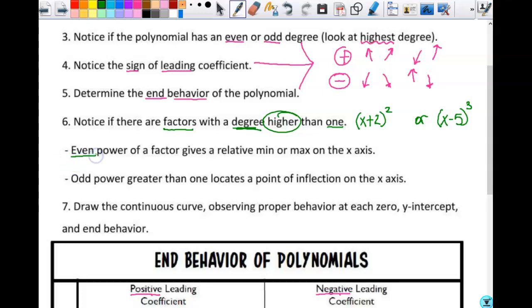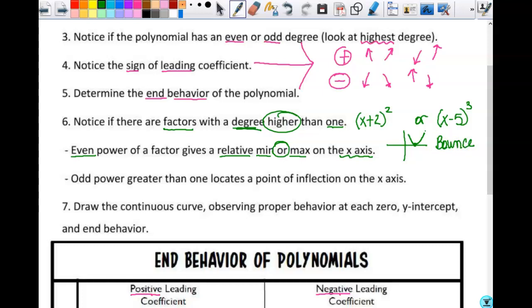If I have an even power of a factor, if it's higher than 1, an even power of a factor gives a relative min or max on the x-axis. So another way we look at that is this. That means whatever's going on with the graph is going to come down. I have a relative max or min on the x-axis like this, and then it keeps on going and doing whatever it's doing. That's just a little piece of the graph. So we say that it bounces. It can bounce from the top or it can bounce from underneath, but this is a bounce. That's not the official term there.